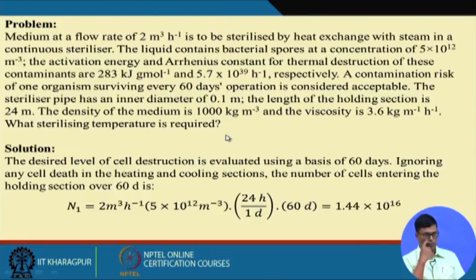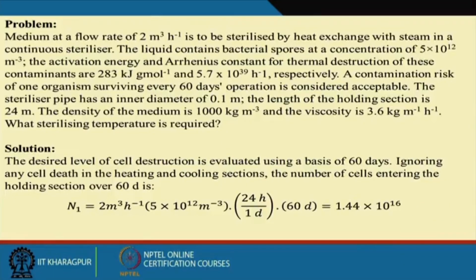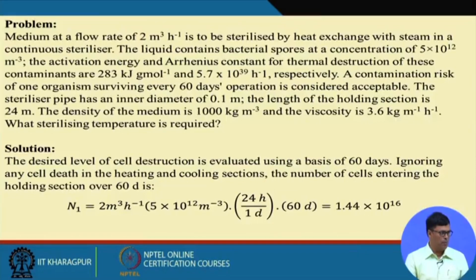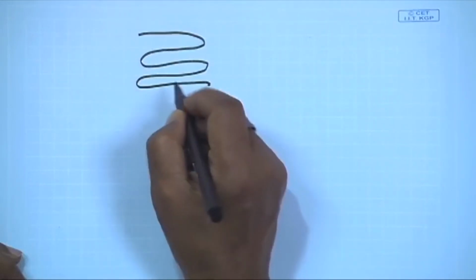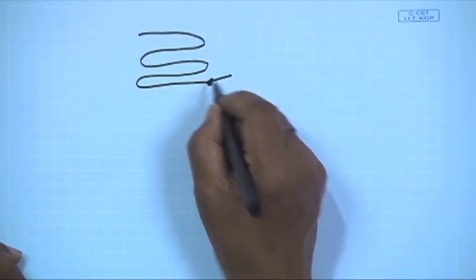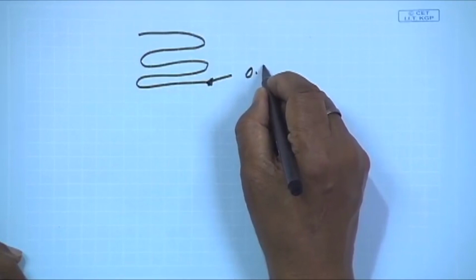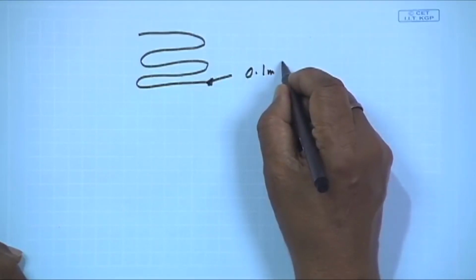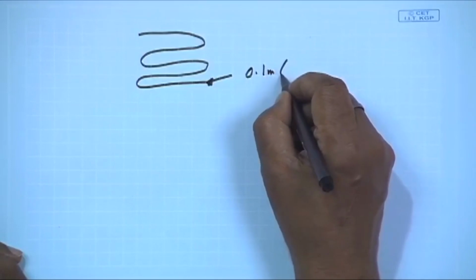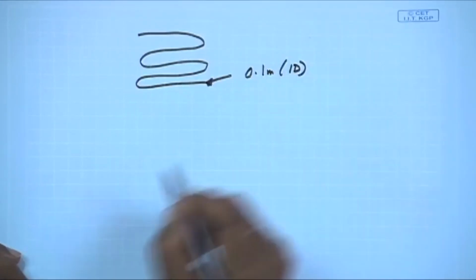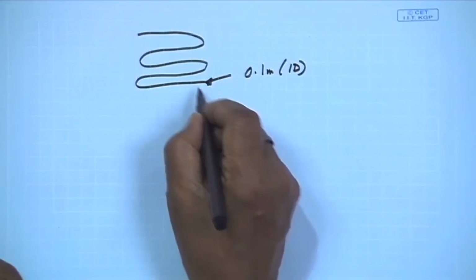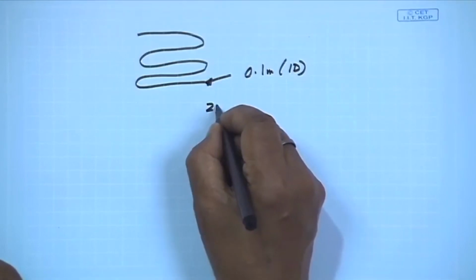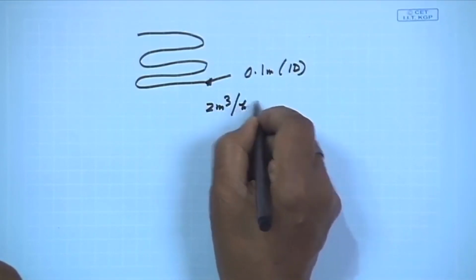I hope you understand this problem, because what I suggest is that we should have an understanding of this process, how it actually works in practice. So you can draw a sterilizer like this, and they have mentioned the inner diameter of the pipe, 0.1 meter. So ID is what I call inner diameter. Now the flow rate of the media is about 2 meter cubed per hour, that is given.